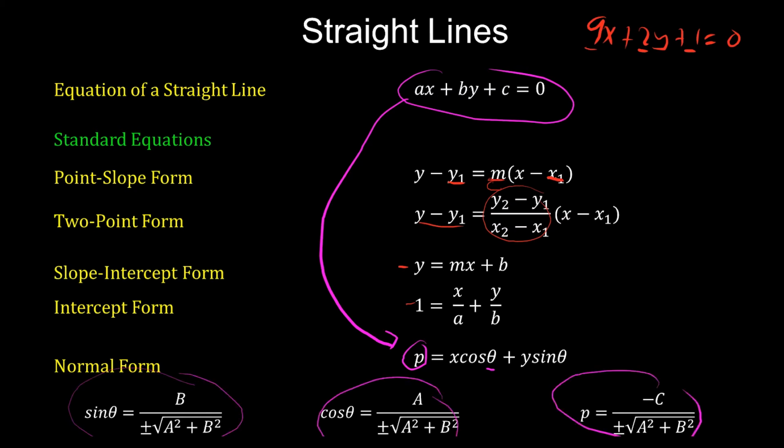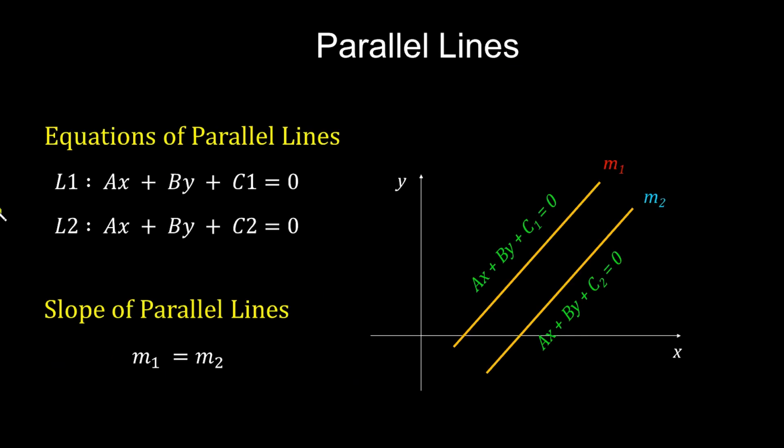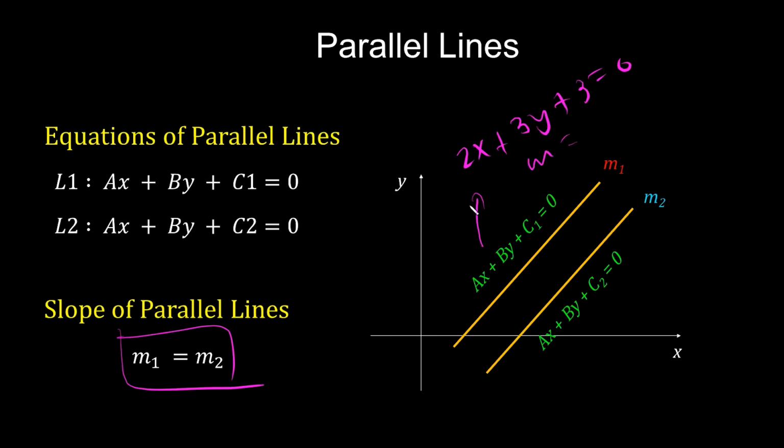Okay, so next we have parallel lines. The important thing in parallel lines, class, is that the slopes of the two lines are equal. For example, the equation is 2x plus 3y plus 3 is equal to 0. What is its slope, class? You have negative a over b, so negative 2 over 3. That is the slope of that line. Since they are parallel, the slope of the other line is still negative 2 over 3. Just remember, their slopes are the same.